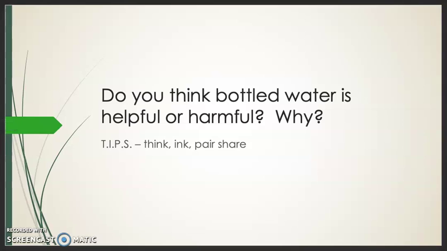So, today we're going to look at what biotic and abiotic factors are in the environment as we start looking at our levels of organization. So, first of all, we have a question here posed to us. Do you think bottled water is helpful or harmful? And why do you feel that way?